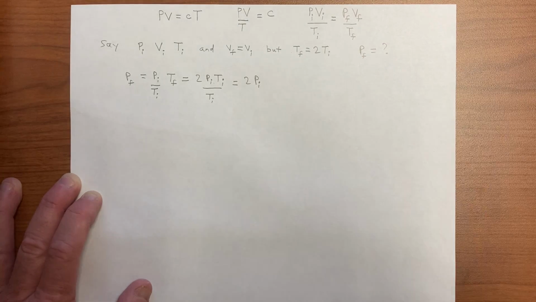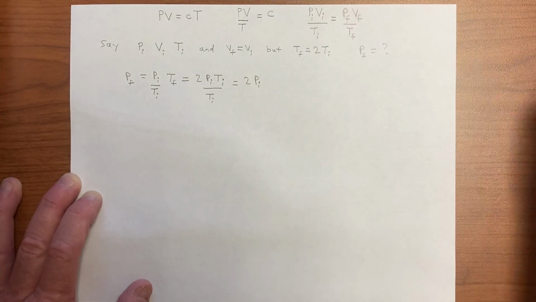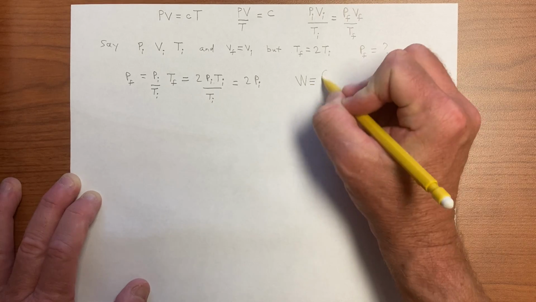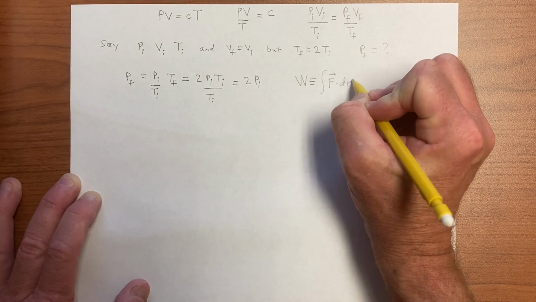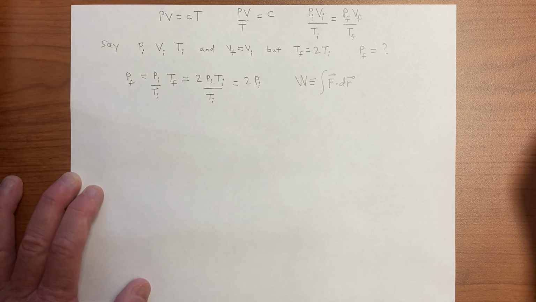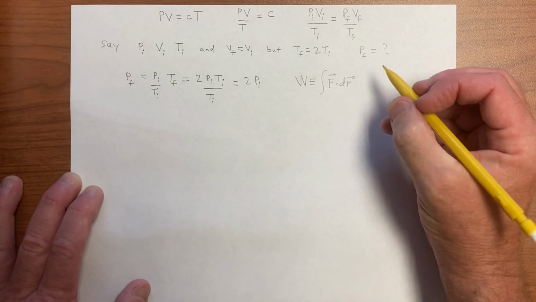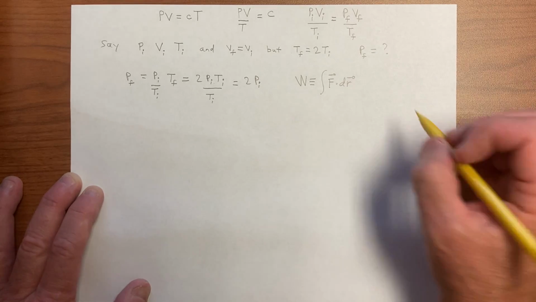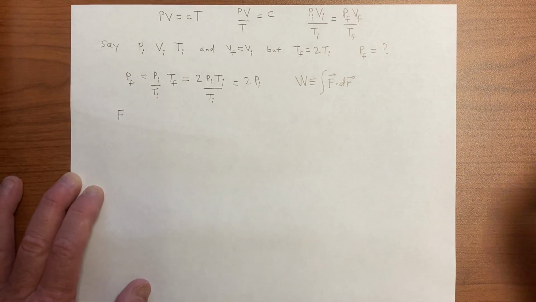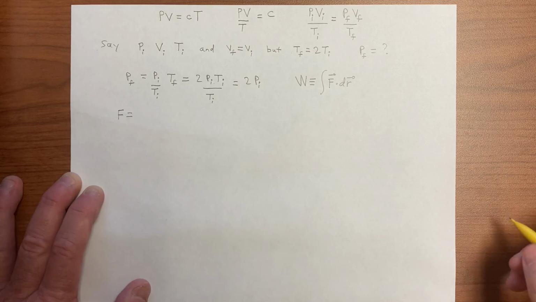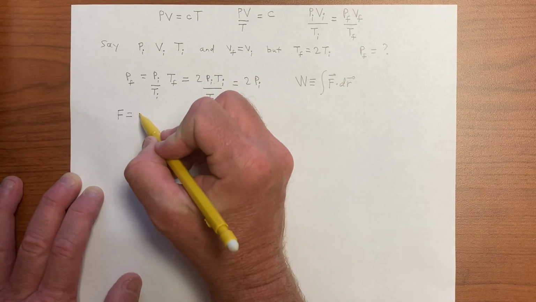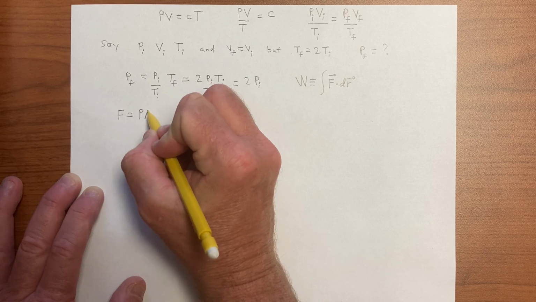But let's consider the implications of this. We know the concept of work, which we define as the integral of the force over some distance. We're considering the part of the force along the displacement, if you will, so let's get rid of the dot product, but let's use the relationship between force and pressure. Pressure is force per unit area. So for this gas, force is equal to pressure times area.